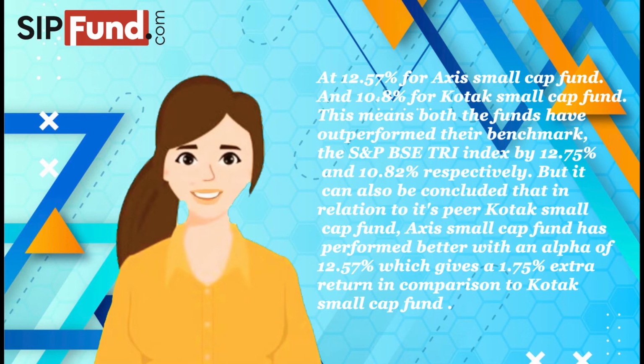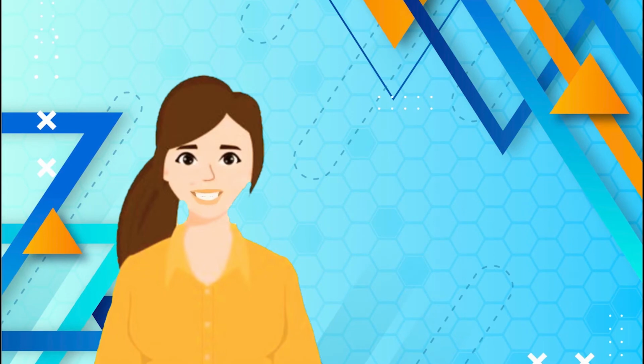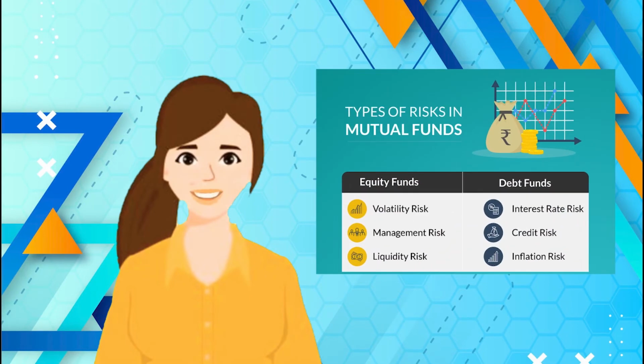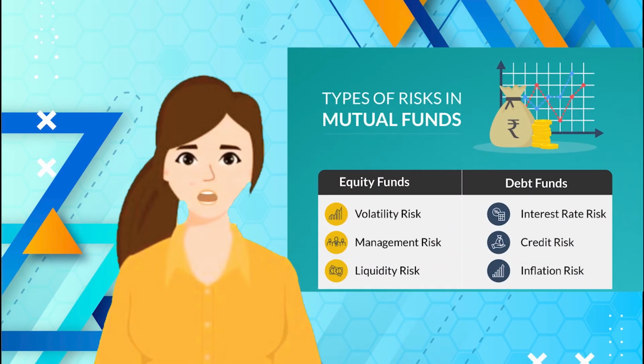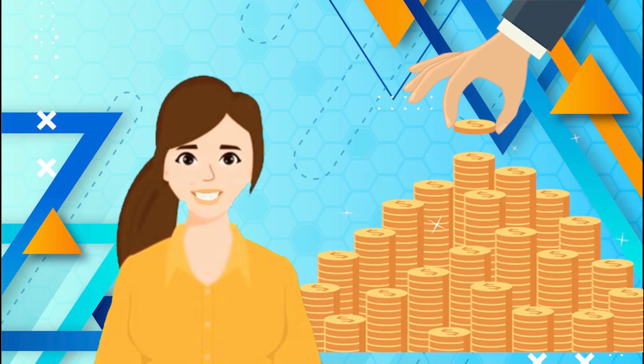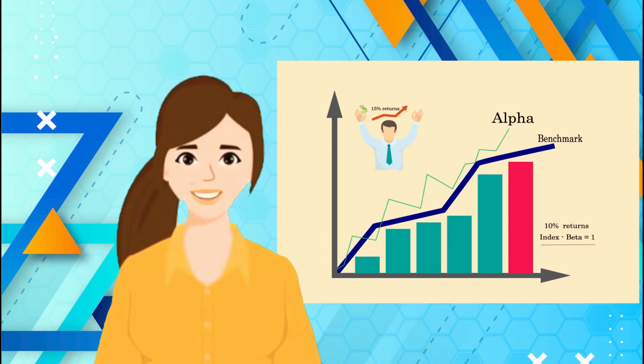But it can also be concluded that in relation to its peer Kotak Small Cap Fund, Access Small Cap Fund has performed better with an alpha of 12.57%, which gives a 1.75% extra return as compared to Kotak Small Cap. Other than this, the alpha figure also tells Kate that for the amount of risk both fund managers take, their performance is good enough. Investors must be careful to compare funds that are in the same asset class.